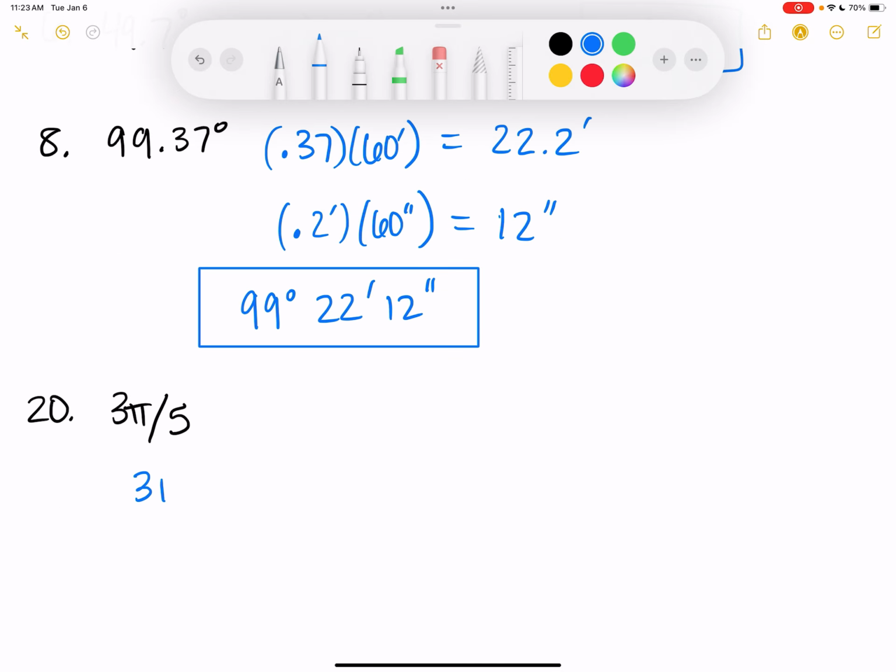So we set it up 3 pi over 5 like this. And then what is the conversion factor for radians to degrees? 180 over pi. Yep, 180 over pi. So the pi's will cancel, and obviously you probably could do this in your head, but you have a calculator in front of you. Somebody quickly tell me what that's equal to. 108. So that's 108 degrees.